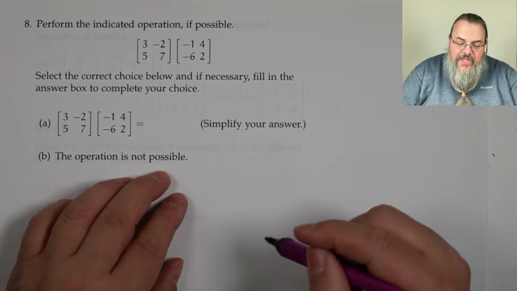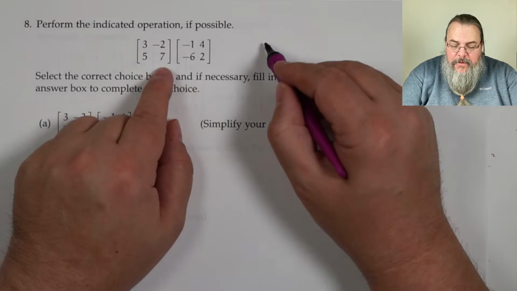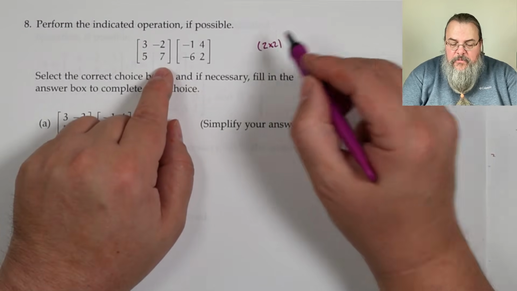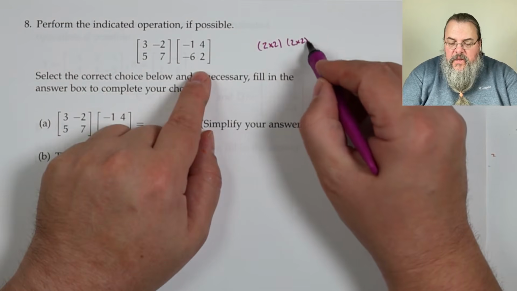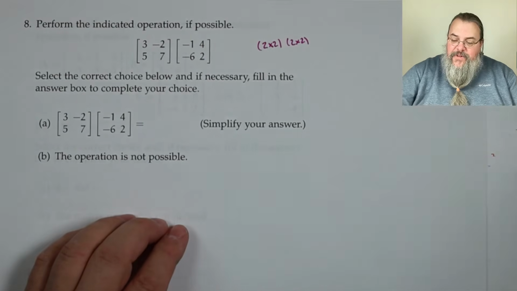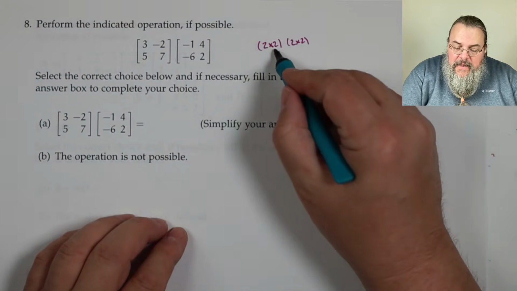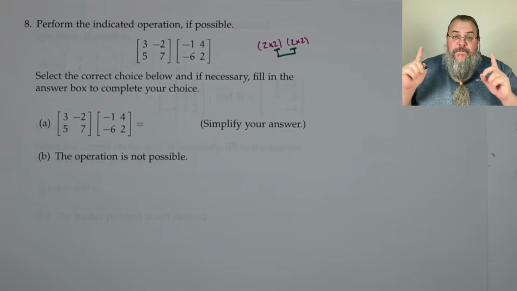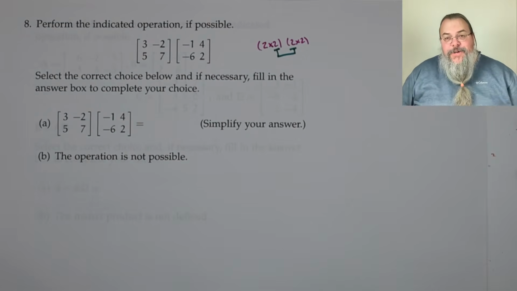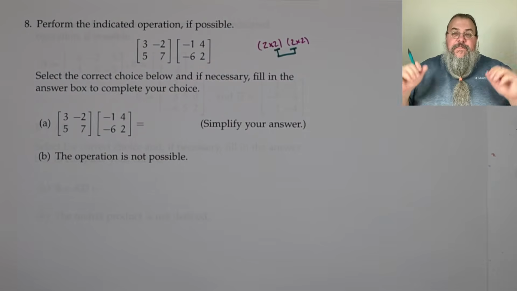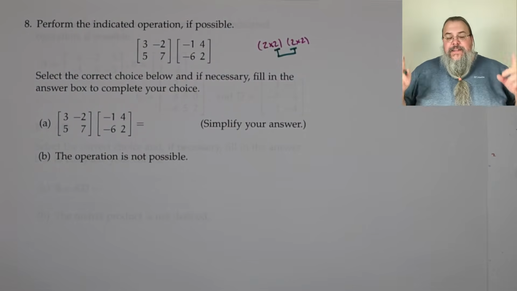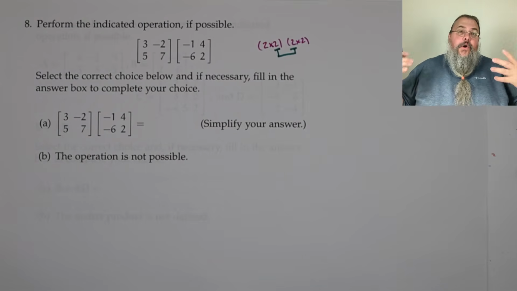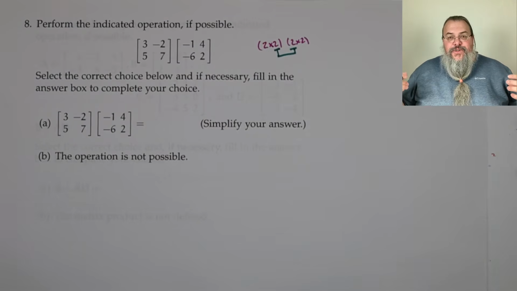So to check that, check the sizes. What do we have? We have a 2 by 2, and then we have a 2 by 2. And here's the check. If you're multiplying matrices together, the inner pieces have to match. If the inner pieces match, you are good. Multiplication can happen. If they don't match, you're out. Now that's for multiplication. For addition or subtraction, what needs to be true is that the sizes have to match.